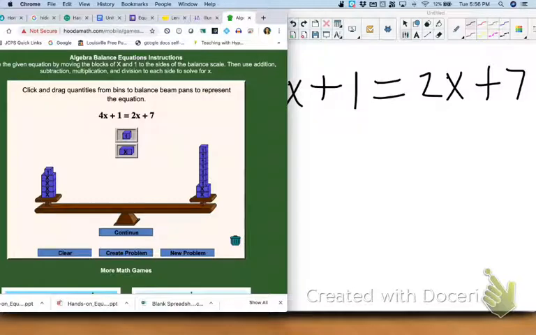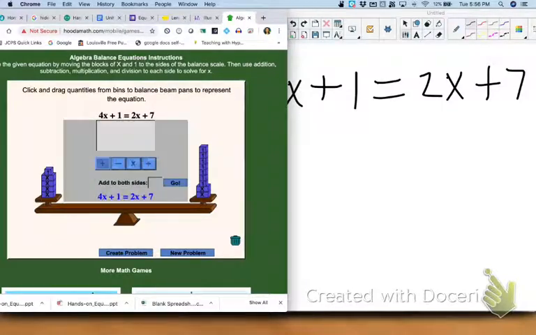So now, first of all, it's balanced, so that gives me a pretty good indication that I probably did it correctly. But then also, I'm going to click continue, and now the computer doesn't yell at me saying it's not balanced. So I know I can move on to the next step.